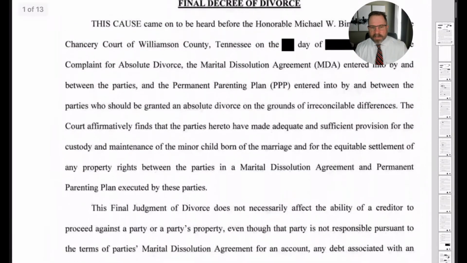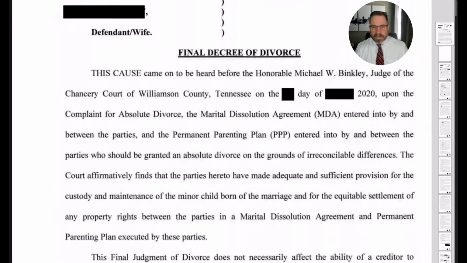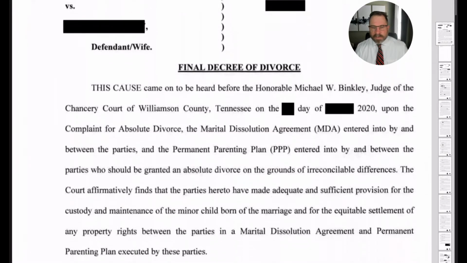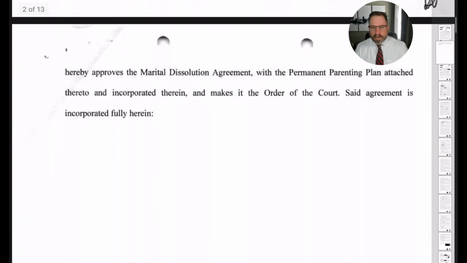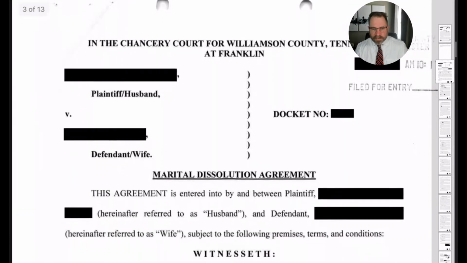But when you go see the judge with a deal that is reflected in a marital dissolution agreement, you will also present to the judge the final decree of divorce, and that's what this looks like. So as you see, the judge then says here, okay, here's the deal, and the paperwork is literally sandwiched in between. So the final decree comes in, and then the next document is the marital dissolution agreement.